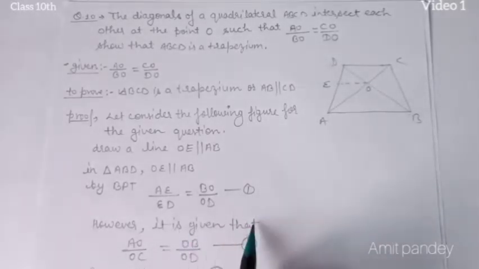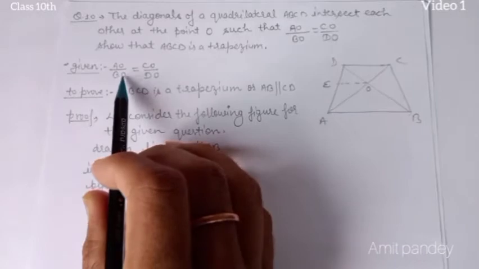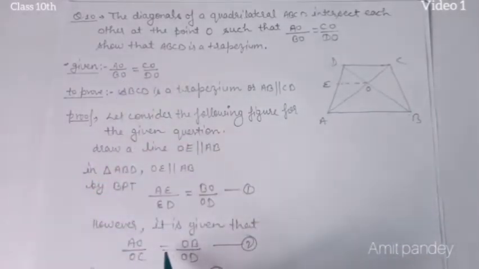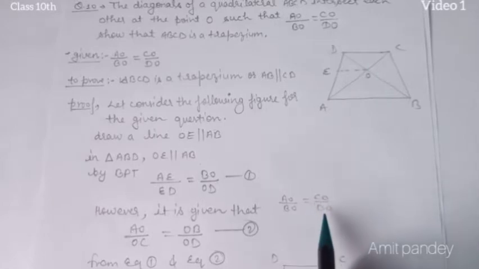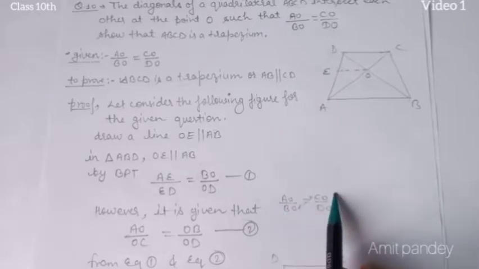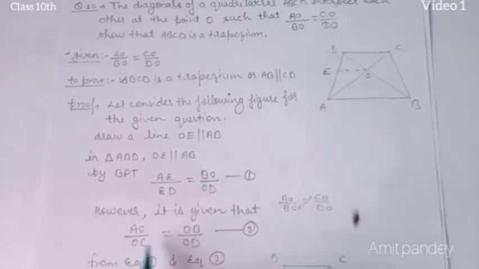However, it is given that AO upon BO is equal to CO upon DO. Now we can cross multiply these two terms. We can transpose CO here and BO here. So now AO upon OC is equal to OB upon OD. Mark it as equation 2.